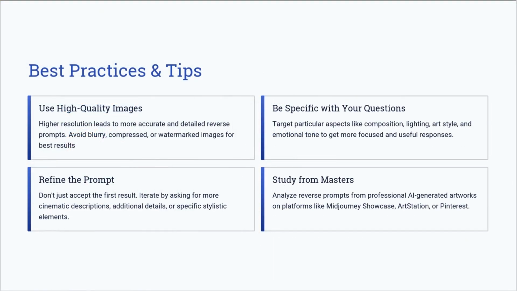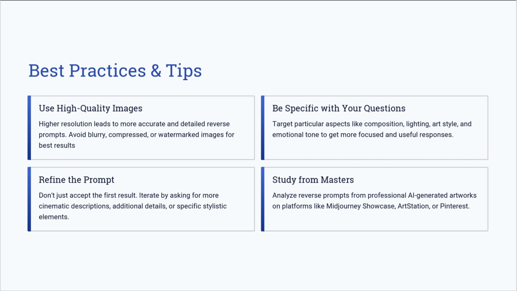Okay, before you go all in on reverse image prompting, here are a few best practices that'll help you get the most out of it. First, use high-quality images. The clearer the image, the better the result. Blurry, pixelated, or watermarked images? Not ideal. High-res equals high accuracy when it comes to reverse prompts. Next, be specific with your questions. Instead of just saying, "What's in this image?" try asking about composition, lighting, art style, or even the emotional tone. The more focused your question, the more useful the AI's response will be.